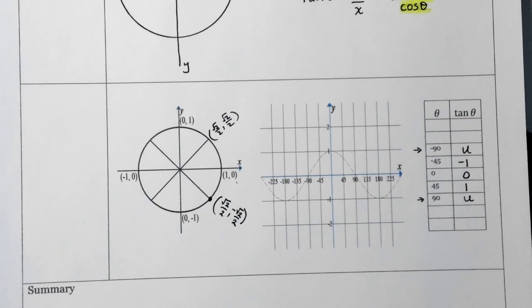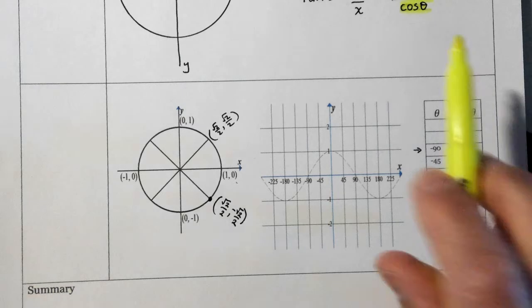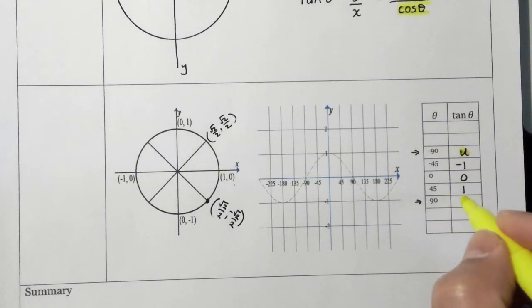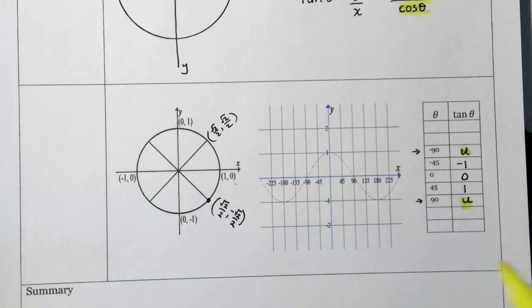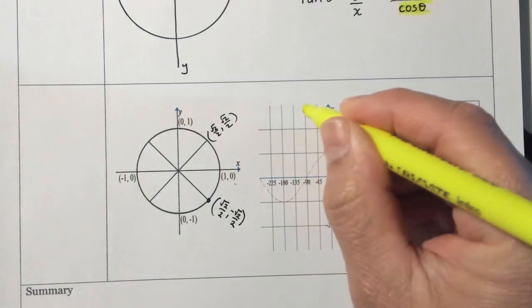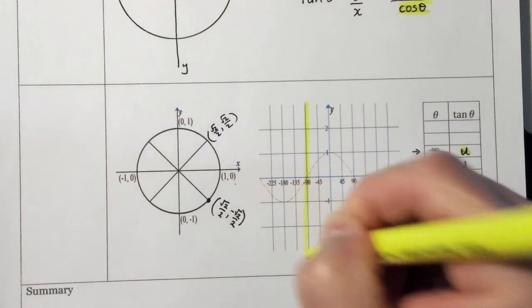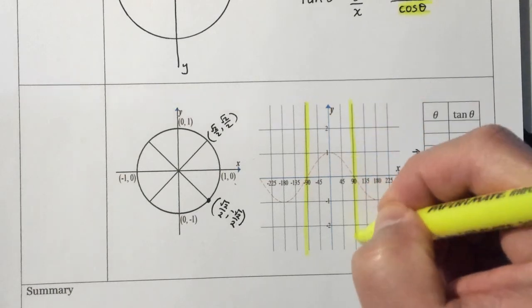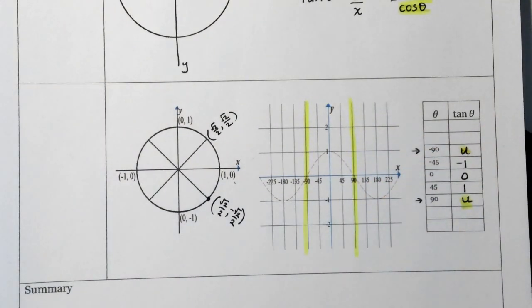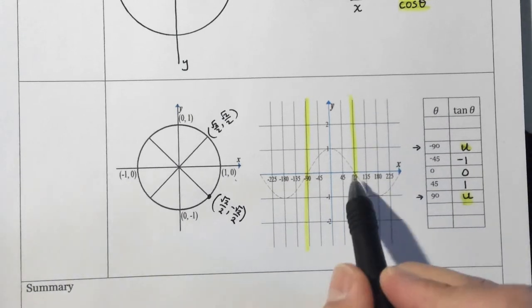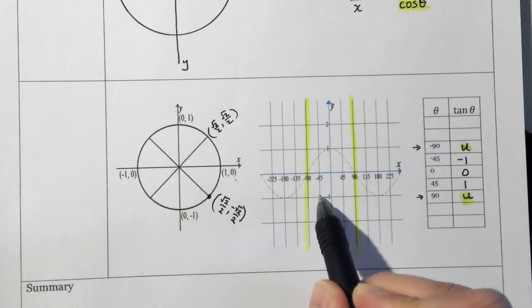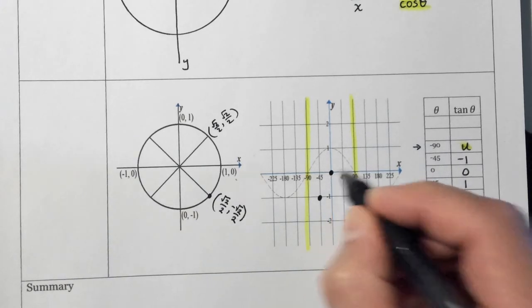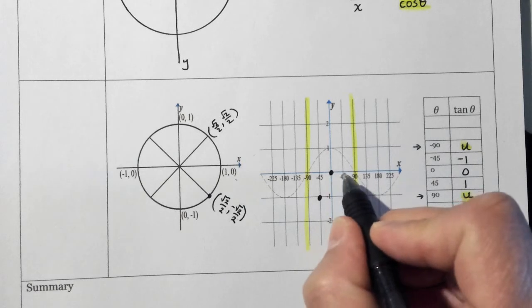So, recap. We get vertical asymptotes whenever we got undefined. Because we're trying to divide by 0, you can't divide by 0. So at negative 90 degrees, right here, you get a vertical asymptote. At 90 degrees, you get a vertical asymptote. And now I'm just going to graph these 3 points. So negative 45, negative 1 is right there. 0, 0 is the origin. And 45, 1.